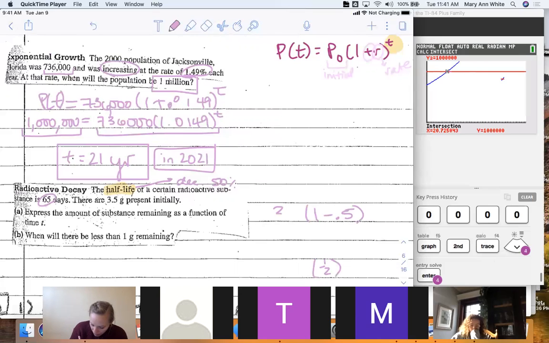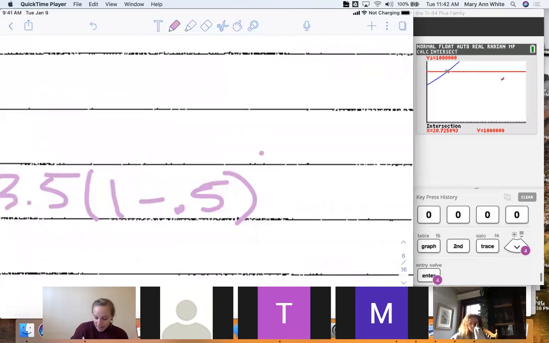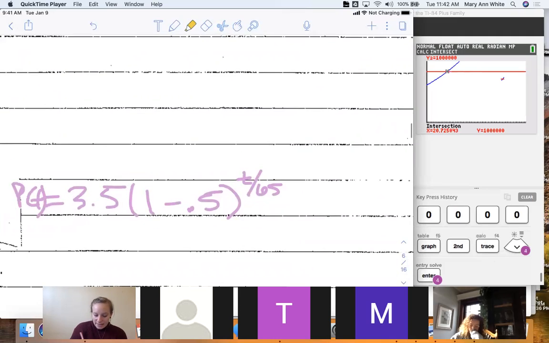I start with 3.5 grams, so that goes for my P sub 0. I've got P of T as my function on the left side. And then this is where we're going to have to do something funny to my T. The half-life doesn't happen every year or every day. It happens every 65 days. So in order to represent that, I'm going to do T divided by 65. The reason we do it this way is because I need T to equal 65 before I lose half of my materials.